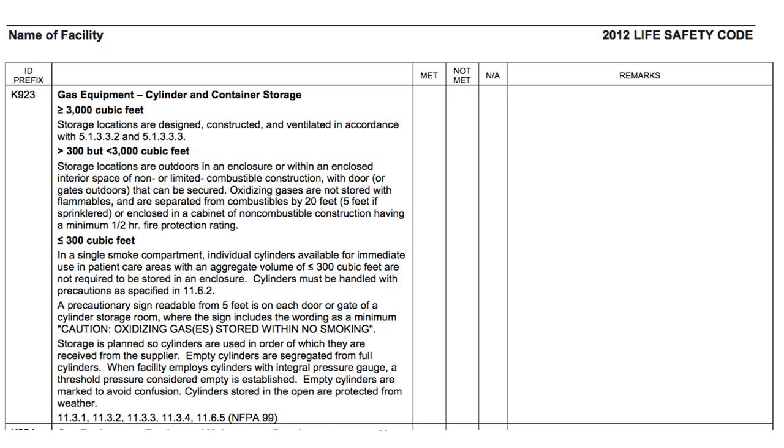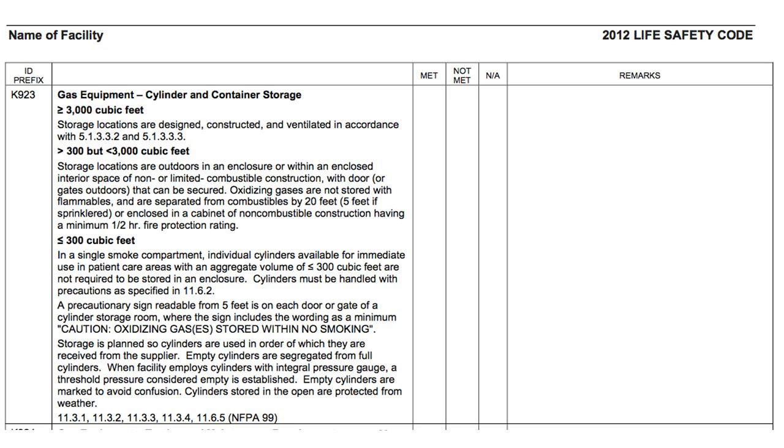If you have less than 3,000 cubic feet but more than 300 cubic feet, the storage enclosure simply must be a fire-rated enclosure and secure. You must have your gases separated from any combustible materials by at least 5 feet if you're sprinkled, 20 feet if you're not sprinkled, with non-combustible construction having a minimum half-hour fire rating, again in existing healthcare if you're fully sprinkled. And then less than 300 cubic feet, that's about 12 E-cylinders, you can have them anywhere in the smoke compartment. That's 12 E-cylinders within a smoke compartment.